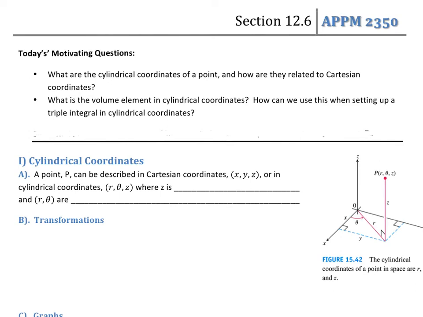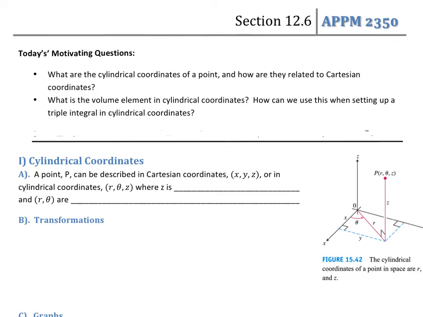This is section 12.6, and in this section we're going to look at the first coordinate change that we'll use for triple integrals, which is what we call cylindrical coordinates. We'll figure out how we can change a triple integral into cylindrical coordinates and then evaluate. So first let's just define what we mean by cylindrical coordinates.